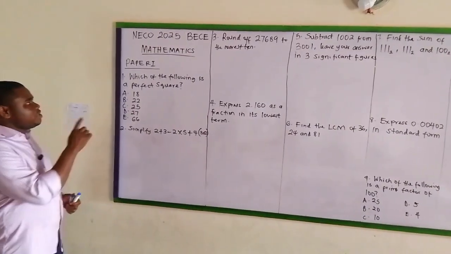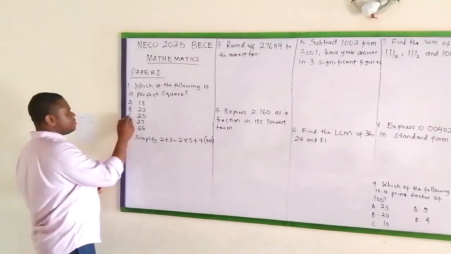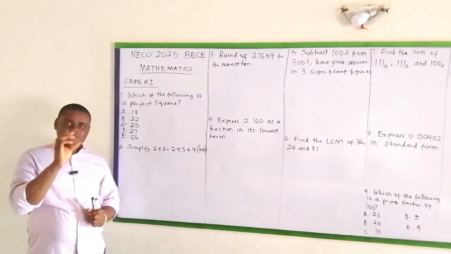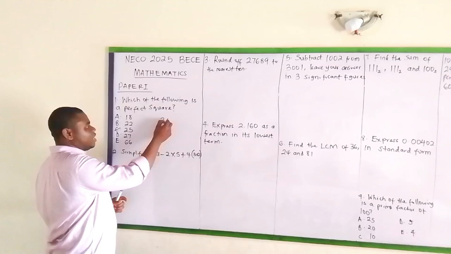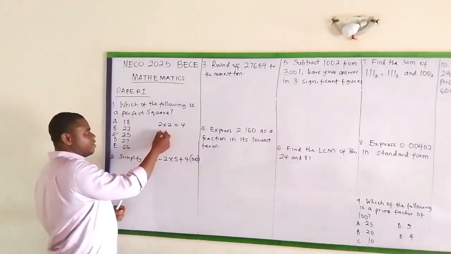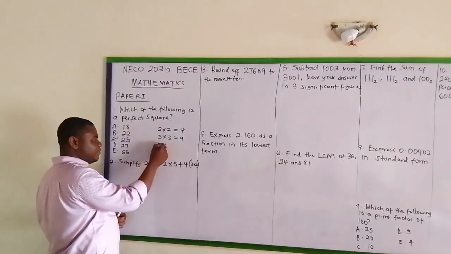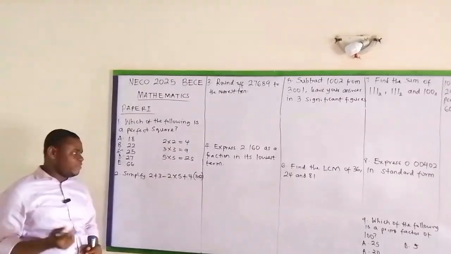It says, which of the following is a perfect square? Now, the answer here is C. Why is it a perfect square? When two identical numbers multiply themselves, they give you a perfect square. For instance, 2 times 2 gives me 4, so 4 is a perfect square. 3 times 3 gives me 9, so 9 is a perfect square. And 5 times 5 gives me 25, which means that 25 is a perfect square.